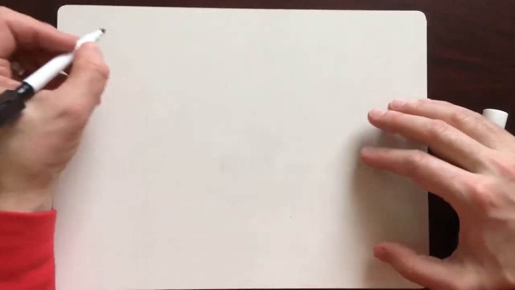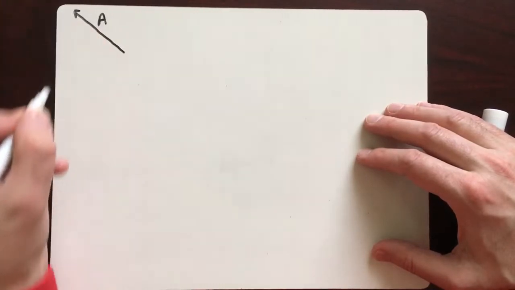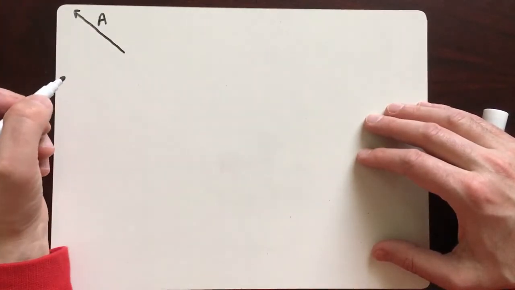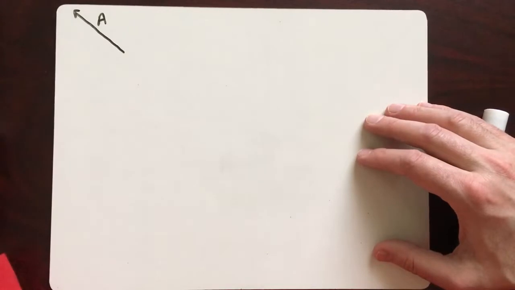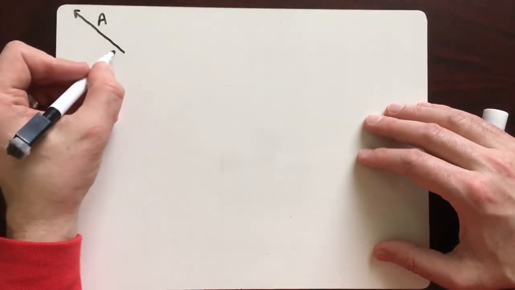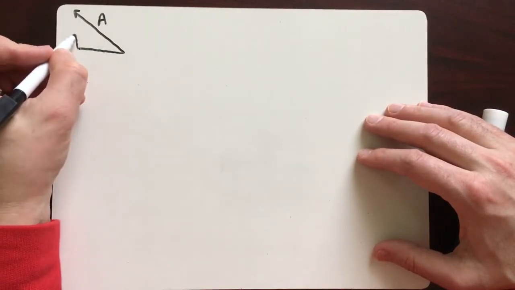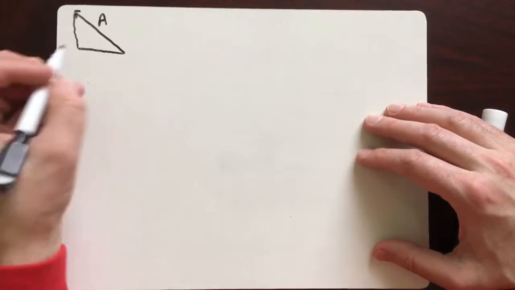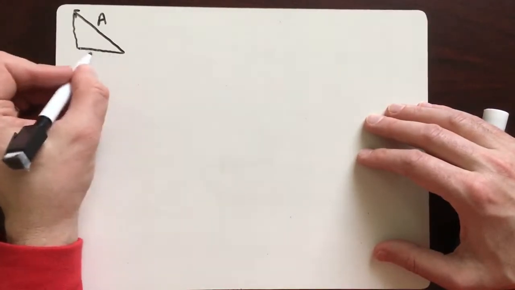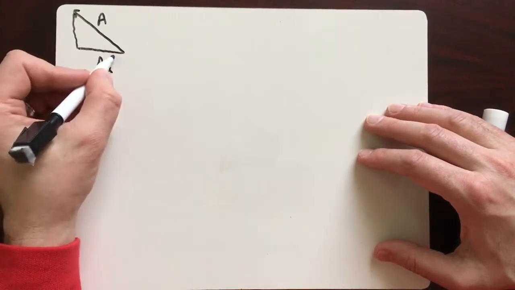So we'll start with the vector A, which I'll draw right here. And any vector can be drawn as the hypotenuse of a right triangle where the legs of that triangle are parallel to the horizontal and vertical axes. So this side, which is parallel to the horizontal axis, is called the x component.